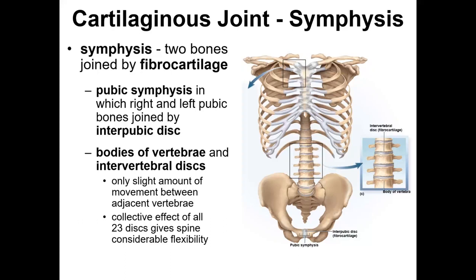We also see it in the bodies of vertebrae and the intervertebral discs. So there's only slight movement here between the adjacent vertebrae. And it's the collective effect of all these 23 discs that gives our overall spine considerable flexibility. So together, they're all very flexible. You get some flexibility, but one-on-one, it's not that flexible.